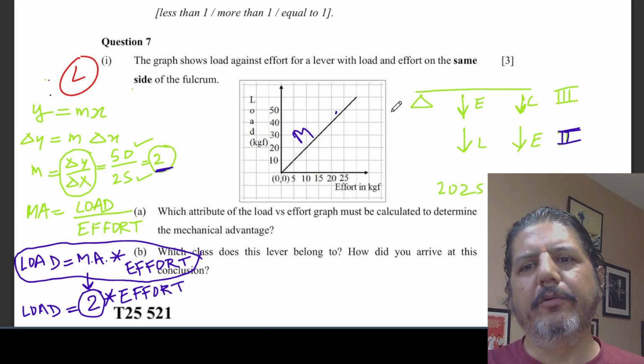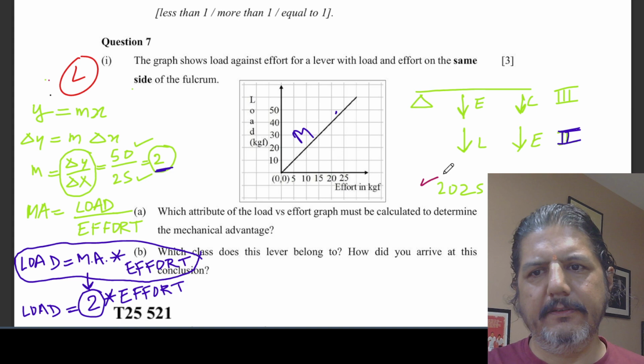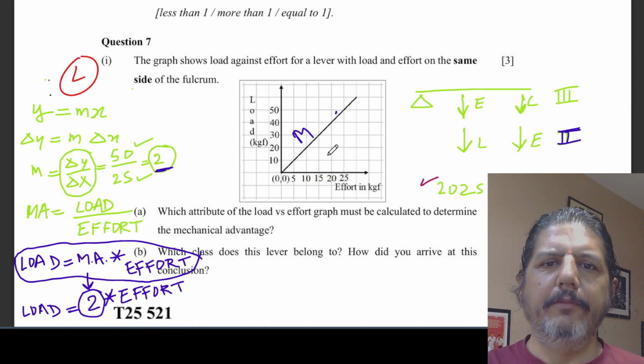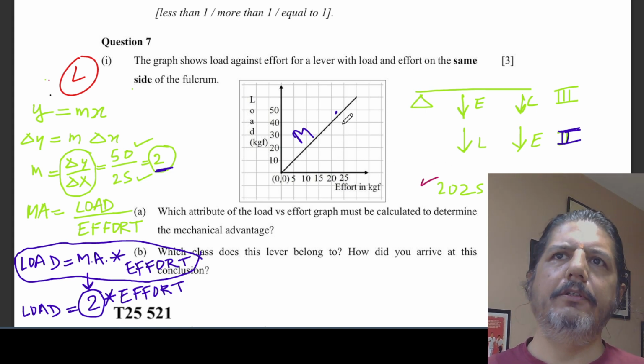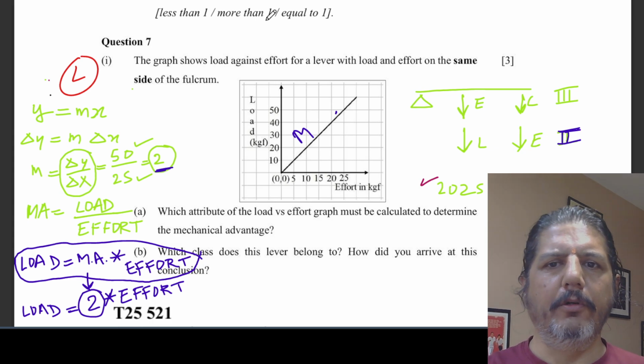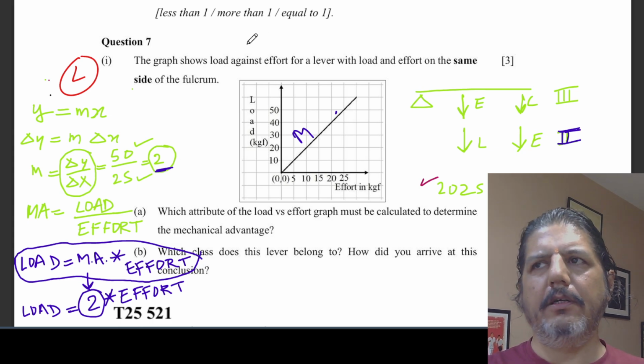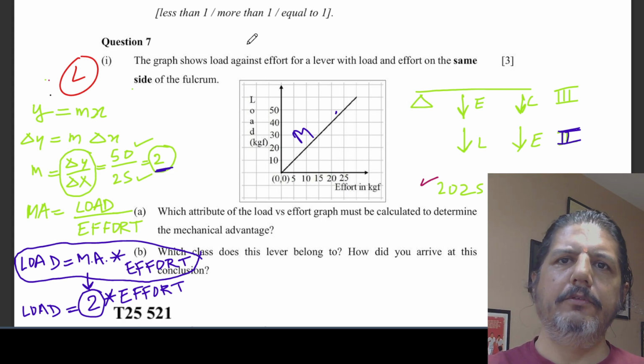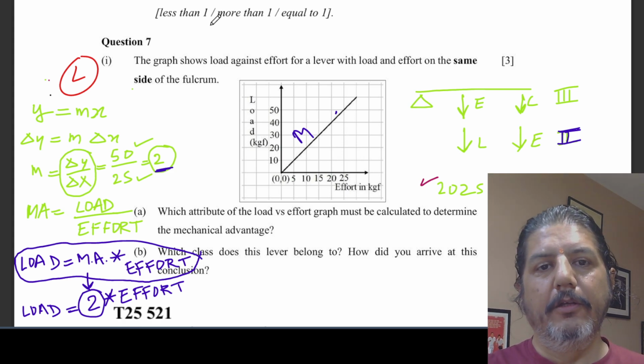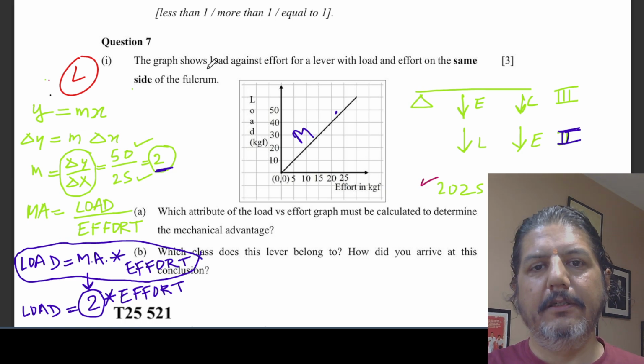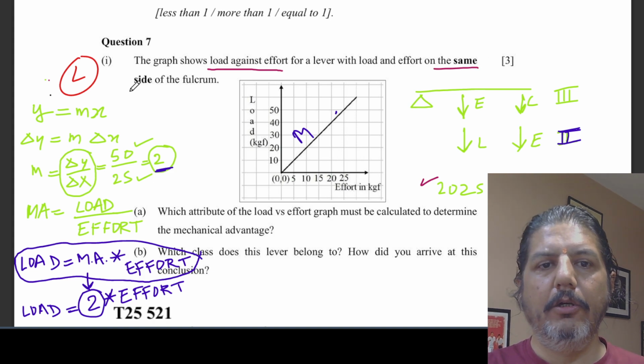This was asked in the 2025 ICSE board paper. I found this very interesting because this is not the kind of question which was asked before. A graph-based question asked in the load effort kind of topic. So the graph shows load against effort for a lever with load and effort on the same side of the fulcrum.